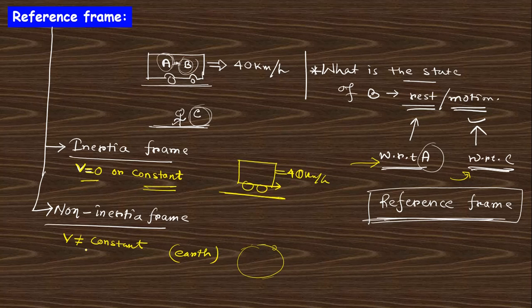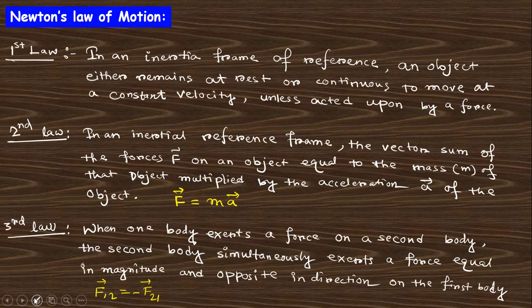Two types: the inertial reference frame and the non-inertial reference frame. We will discuss the effects of inertial and non-inertial frames. Now let us come to the revision of Newton's laws of motion. You all know the three Newton's laws of motion. These are the classical Newton's laws of motion.